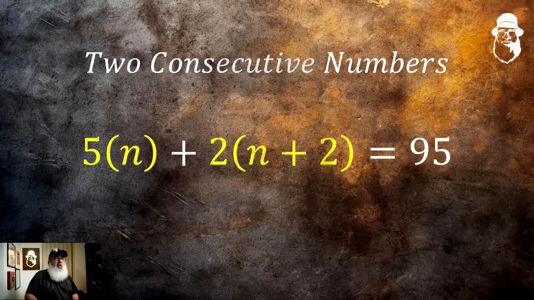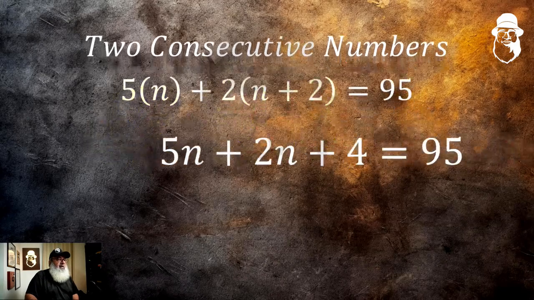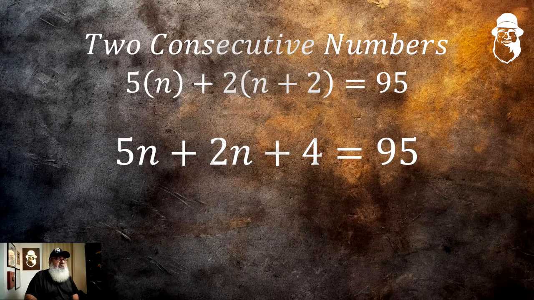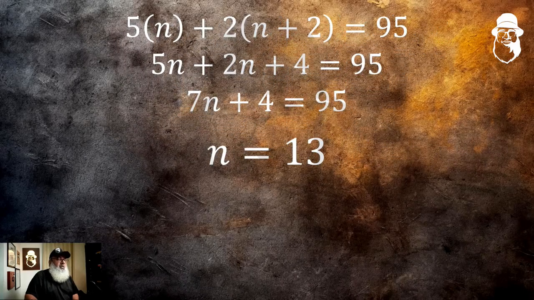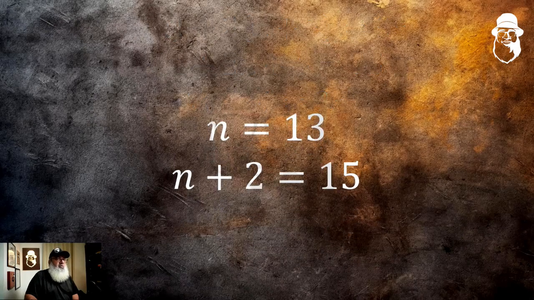and twice the second number, if we add them, we get 95. So, multiplying out the brackets gives 5n plus 2n plus 4 is equal to 95. So, 7n plus 4 is 95 and n is equal to 13. Now, this is the smaller number. Putting n is equal to 13 into n plus 2 will give us 15. That's the greater number.